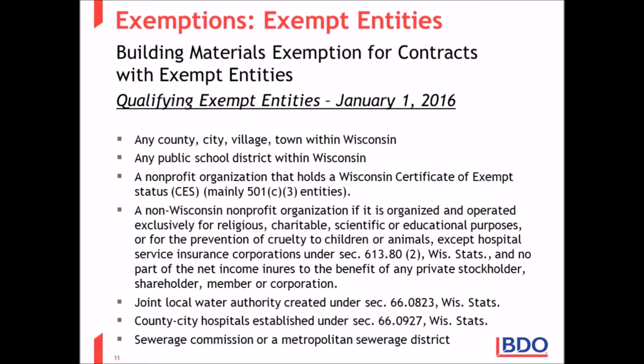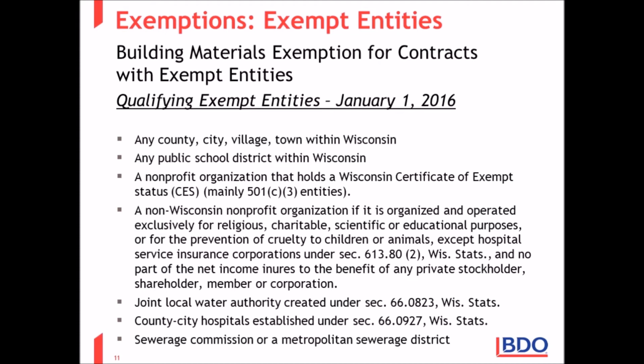The third and fourth bullet points basically boil down to entities that are exempt from federal income tax under Section 501c3 of the Internal Revenue Code. And you're probably familiar with those as the type of entities that you can make a donation to and then claim a deduction on your income tax return. If the entity is a Wisconsin entity, it should already hold what's called a Wisconsin Certificate of Exempt Status, or CES, and there will be a number assigned with that. If it is not a Wisconsin entity, it probably will not have a CES number, but it should have documentation from the IRS known as a determination letter certifying that it is a 501c3 entity.